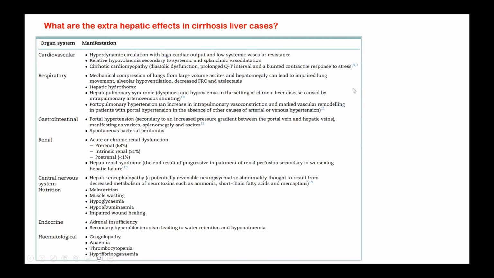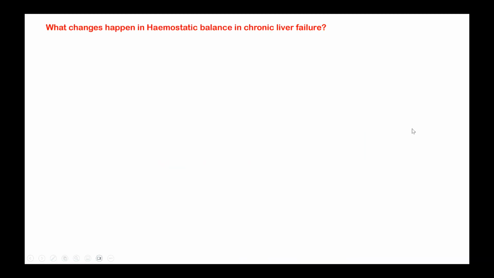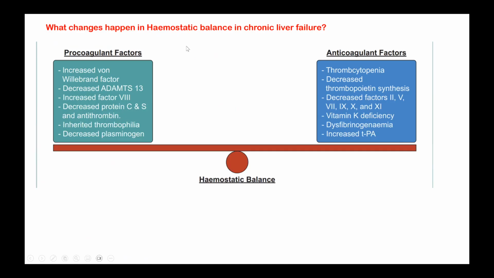Okay? So these are all the things which you may be asked in the practical exam if you get a cirrhosis liver, and you can just mention these things as bullet points in your theory answer also if this question is asked. And the changes that happen in the hemostatic balance in chronic liver failure is the procoagulant factors to anticoagulant factor, how they are balanced because both are produced in the liver.